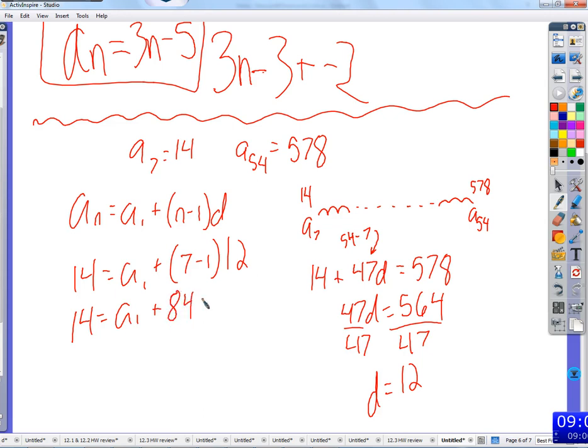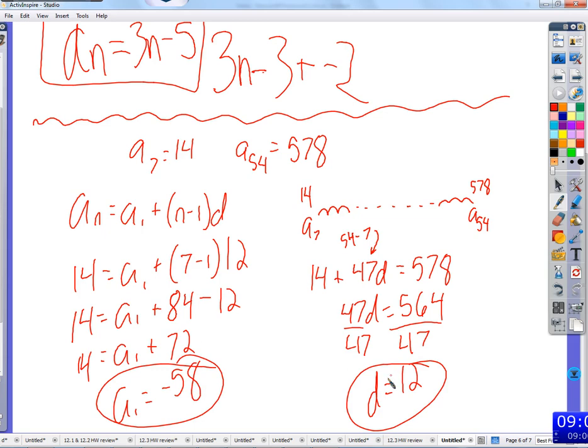Minus 12. So that's 72. Or 6 times 12, sorry. 72. And you can subtract 14? 12 plus A sub 1 equals 14. No, subtract 72. 14 minus 72 is A sub 1. Which is what? Negative 58. Now we know A sub 1.